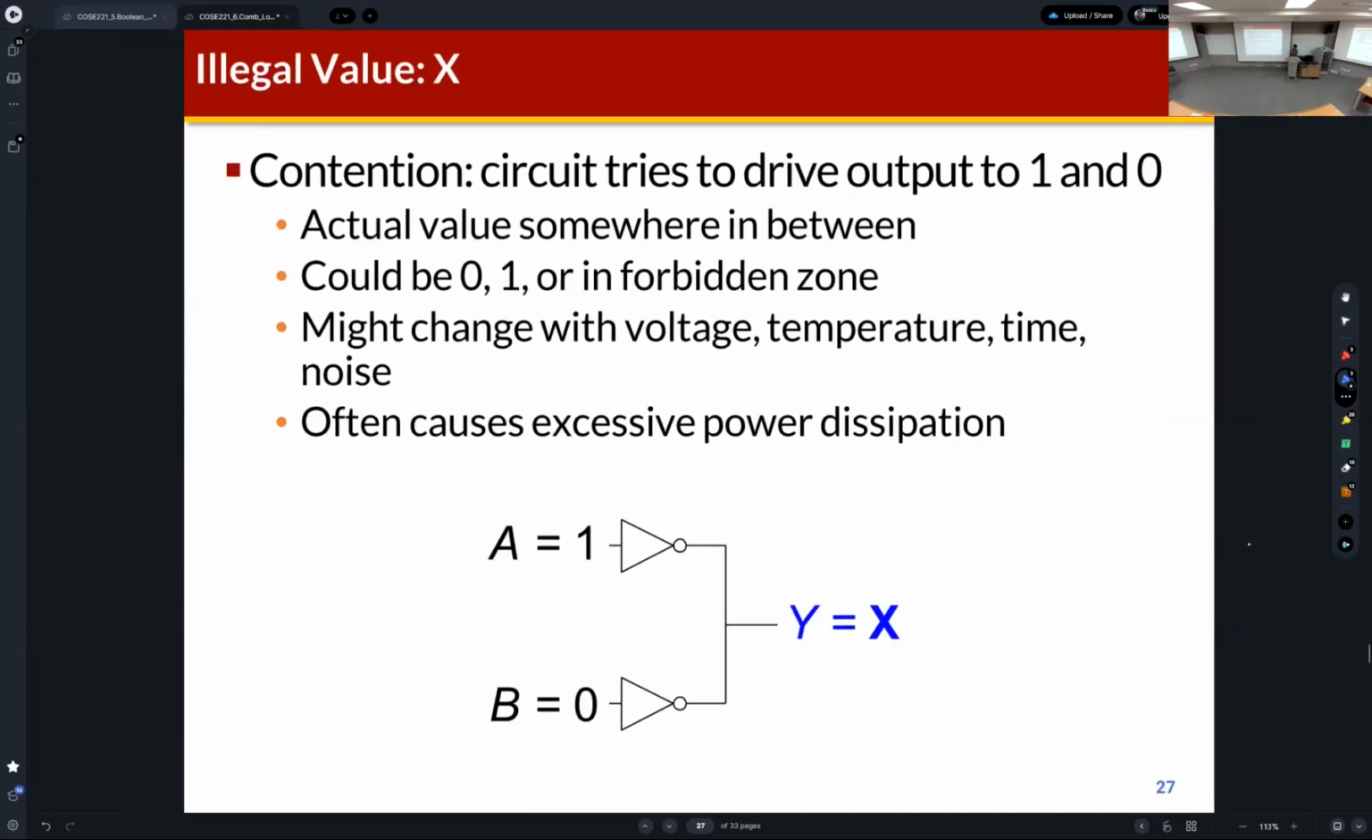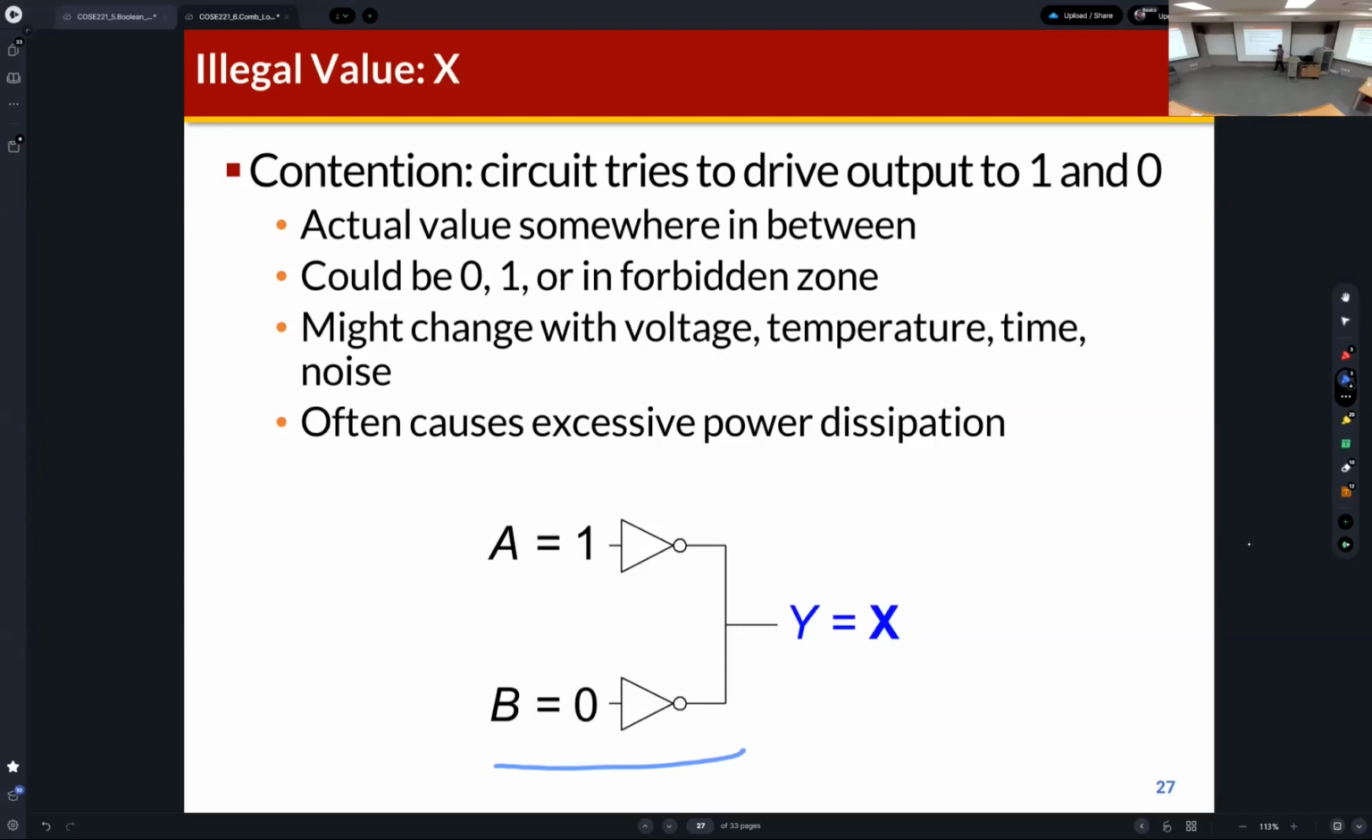Actually, I will explain the representation X. Okay, let's start from this example. Is this circuit the correct circuit or not? Is this a combinational circuit?